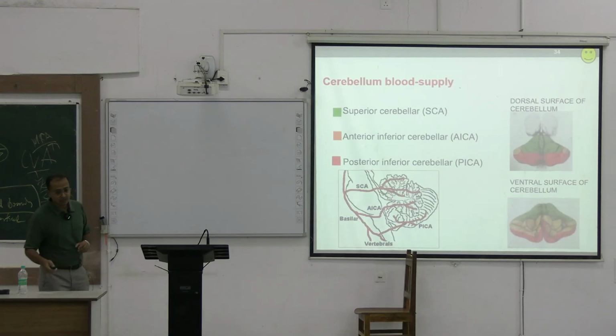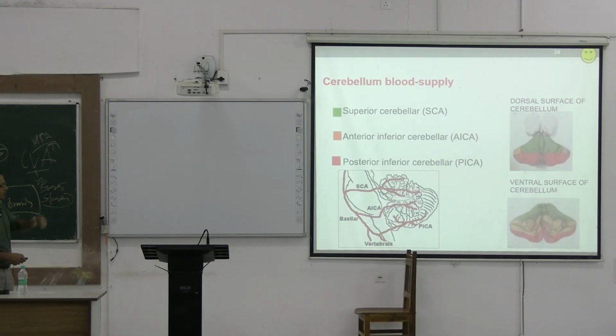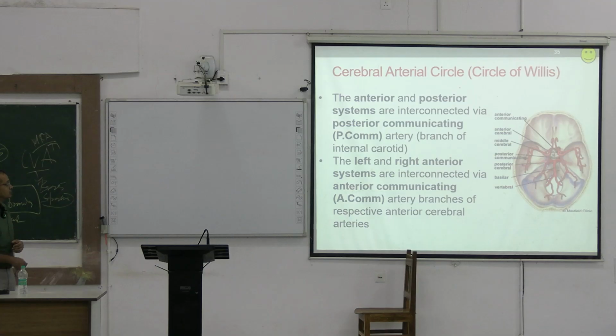Coming to the blood supply to the cerebellum, we have three sets of arteries supplying it: the superior cerebellar artery and the inferior cerebellar artery, and the inferior cerebellar artery has two branches, anterior and posterior. All the branches to the cerebellum come from the posterior set of arteries, from the vertebral artery forming the basilar artery here. The basilar artery gives these branches: the superior cerebellar artery, the inferior cerebellar artery and the anterior and posterior inferior cerebellar arteries. They supply the ventral and dorsal surfaces of the cerebellum. They come from the posterior domain.